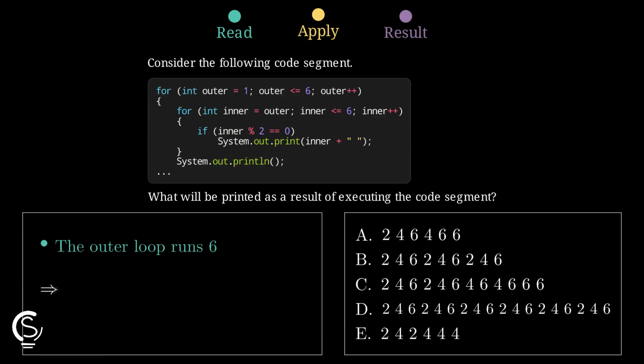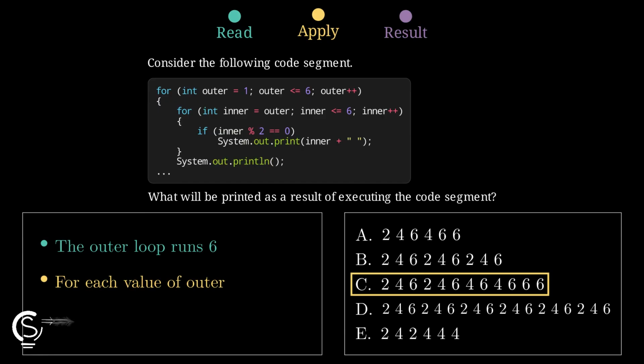When outer is 1 or 2, we get 2, 4, 6. For 3 and 4, we get 4, 6. Finally, 5 and 6 print 6.